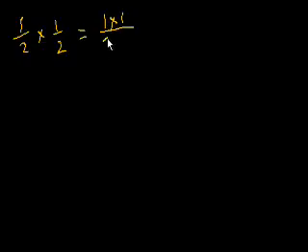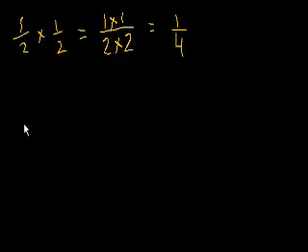Let's start with 1/2 times 1/2. So when you multiply fractions, it's very straightforward. It's essentially just two separate multiplication problems. You multiply the numerators, so you get 1 times 1, and you multiply the denominators, 2 times 2. 1 times 1 is 1, 2 times 2 is 4. So 1/2 times 1/2 is equal to 1/4. And that makes sense. That's like saying 1/2 of 1/2 is 1/4, which makes sense.